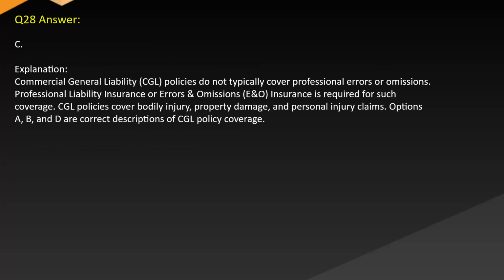Answer: C. Explanation: Commercial general liability (CGL) policies do not typically cover professional errors or omissions. Professional liability insurance, or errors and omissions (E&O) insurance, is required for such coverage. CGL policies cover bodily injury, property damage, and personal injury claims. Options A, B, and D are correct descriptions of CGL policy coverage.